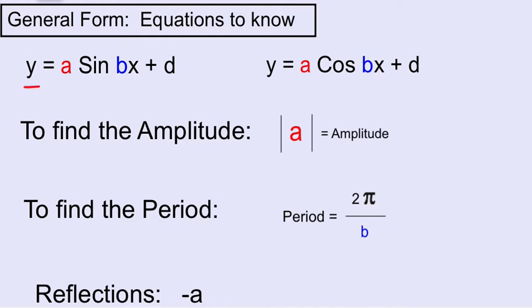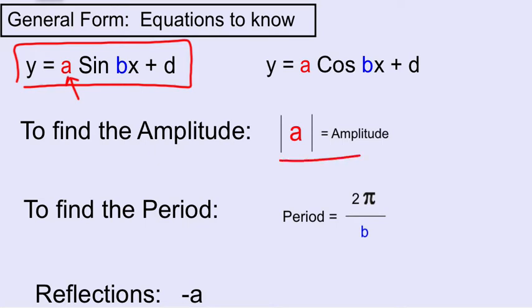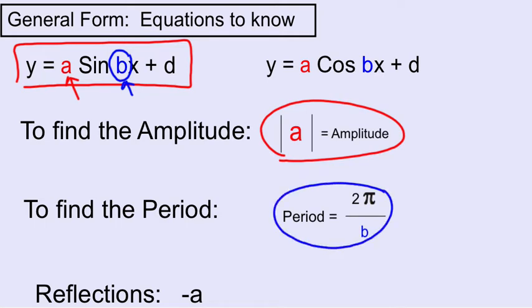If I give you an equation that looks like this, the A helps you with the amplitude. It's always the absolute value. So absolute value, that number in front of the sine function, the multiplier, is your amplitude. You can't have a negative amplitude. To find the period, how long a revolution occurs, we have to look at this little b here. And we say, take 2 pi and divide it by b.